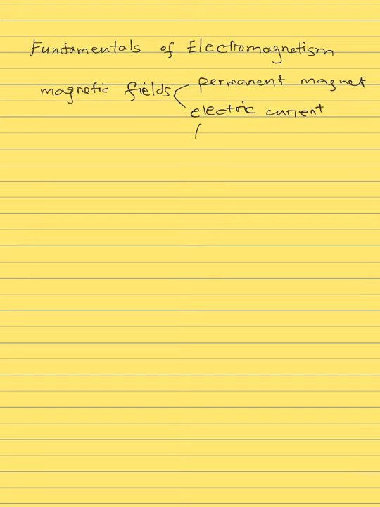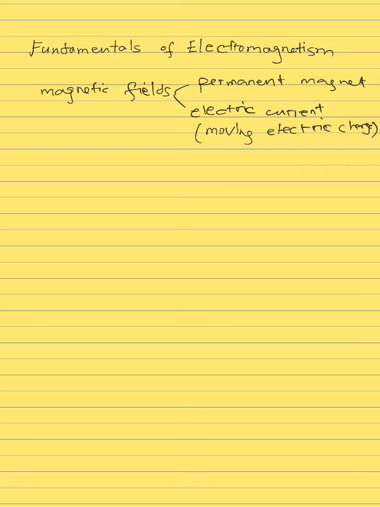Now the magnetic fields are produced in two ways. One is that it comes from a permanent magnet. Second, it comes from an electric current flowing through an electric conductor. What electric current is, you can say that it is moving electric charge. So the magnetic field is produced in two ways, from a permanent magnet and from an electric current.